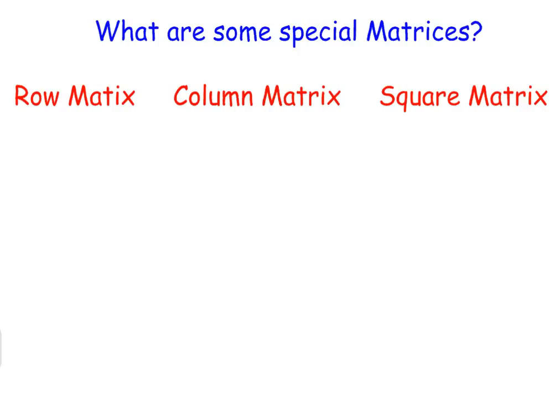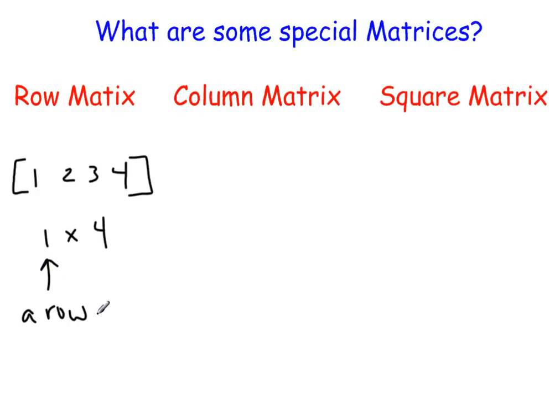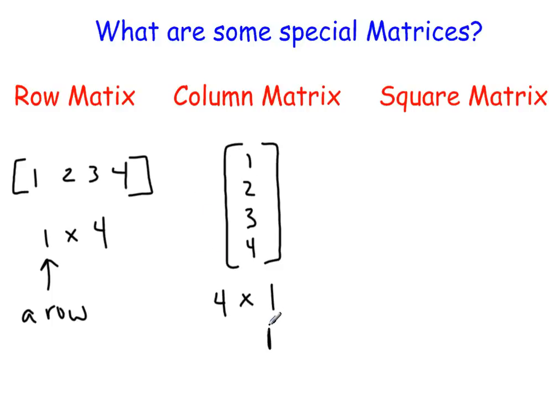We have a few special matrices. One is called a row matrix, and what that means is it has a single row. So it could have multiple columns. So 1, 2, 3, 4. If we look at this, the order would be 1 row by 4 columns. It has a single row. Similar is a column matrix. A column matrix has a single column. So if I do 1, 2, 3, 4, this example has 4 rows by 1 column. And this is called a column matrix because it has 1 column.